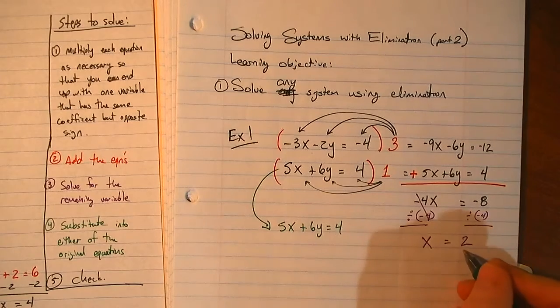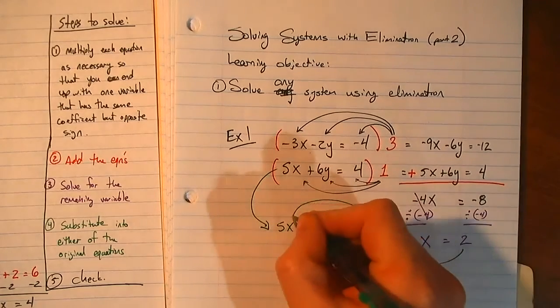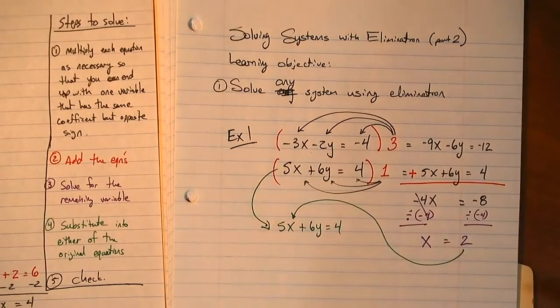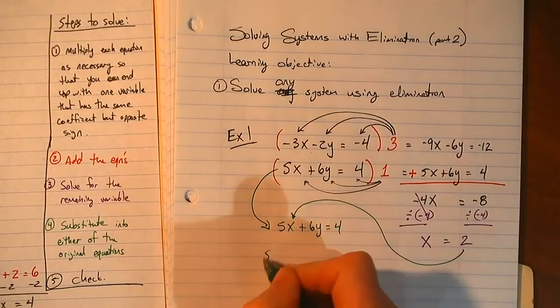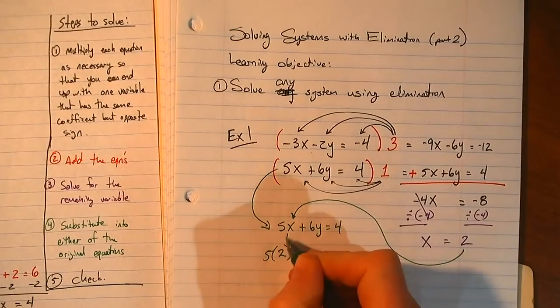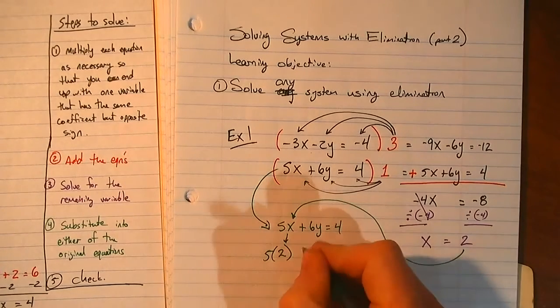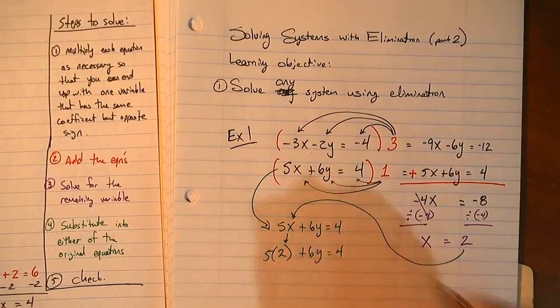So now I can take this x equal to 2, and I can plug it in where x is. So that gives me a 5 times 2, when the x turns into a 2, plus 6y equals 4. And now I'm going to solve that equation.